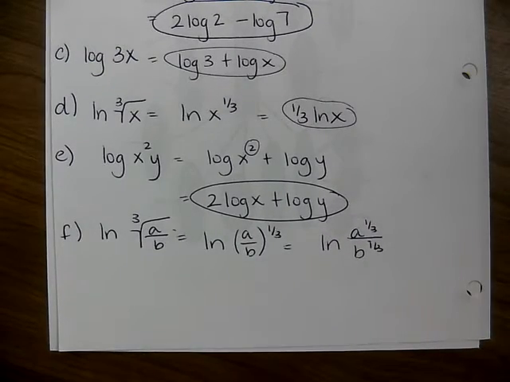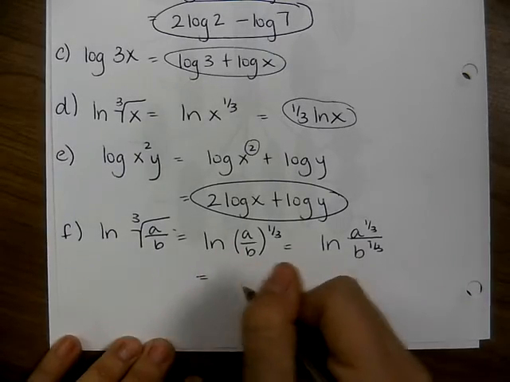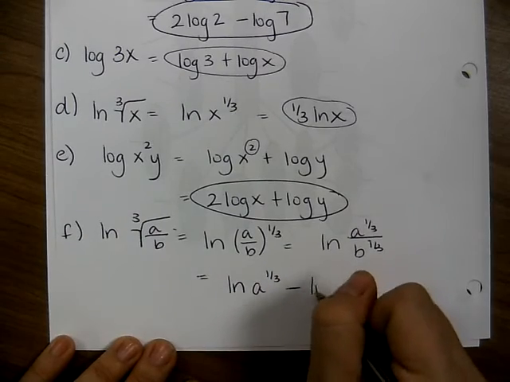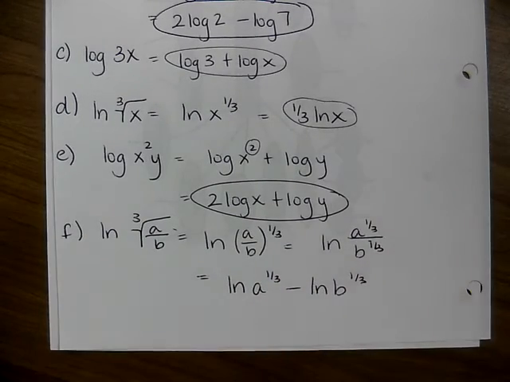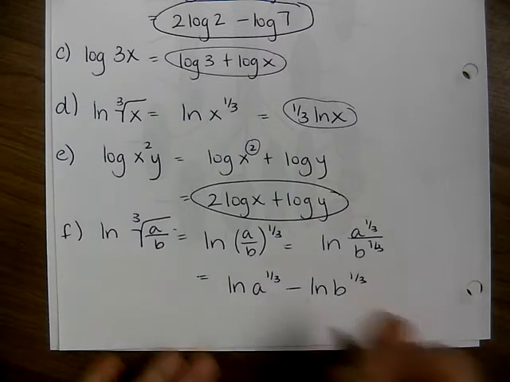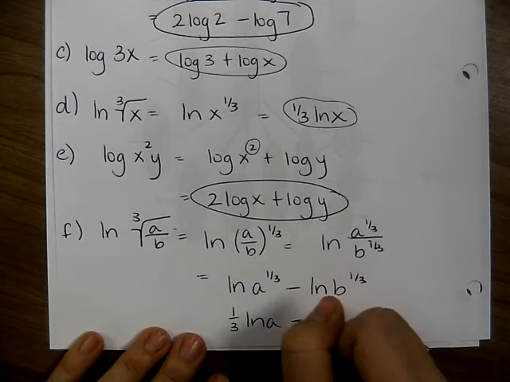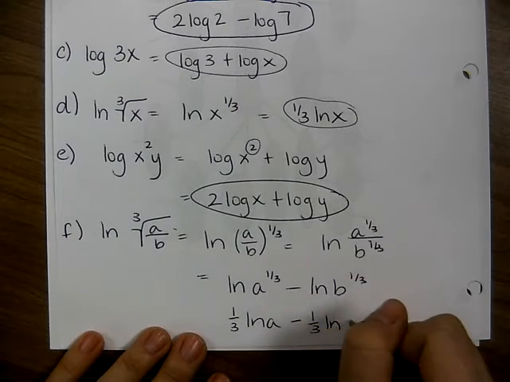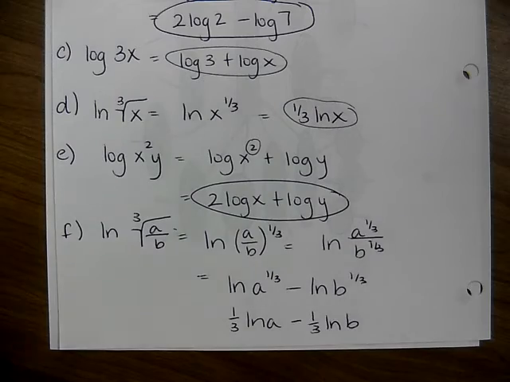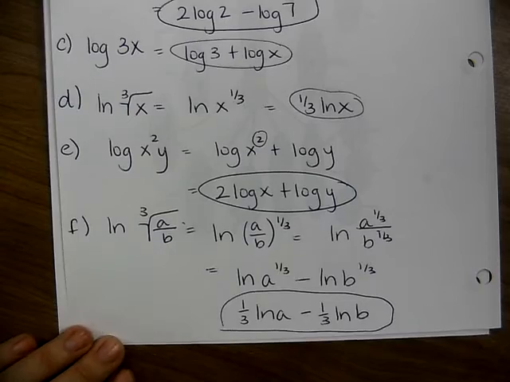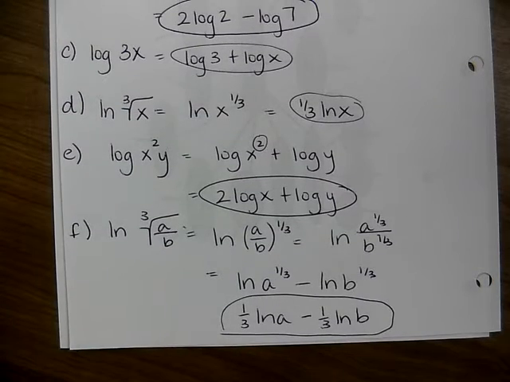And then because it's division, how do you separate it? Good, into subtraction, so I get the natural log of a to the 1/3 minus the natural log of b to the 1/3. But then what do we have to do last? Pull those exponents out front. Now, it's going to be tempting for you to factor, because you love to do that, right? Once you get here, you'd love to take that 1/3 out. Don't do it, just leave it, okay? It's fine just like this. All right, just leave it as is.